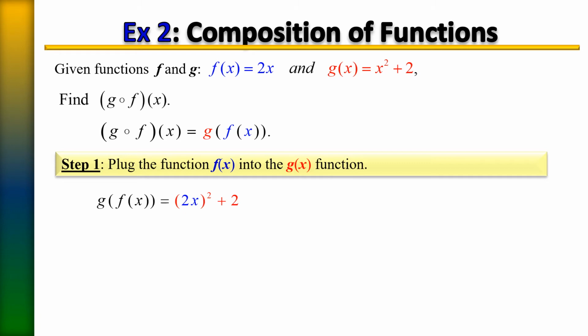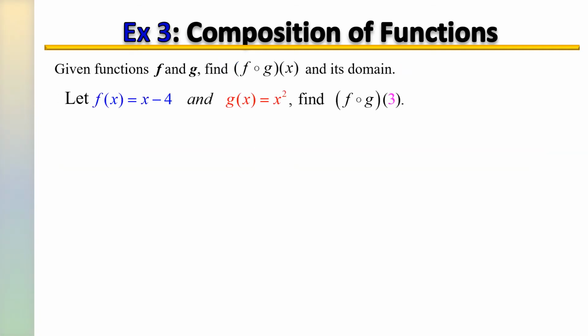Now all we need to do is to use the power rule and raise each number inside to the power outside. So that's going to be 2 squared and then x squared. Let's solve the numeric part. 2 squared is 4. So our final answer is 4x squared plus 2. So g of f equals 4x squared plus 2.